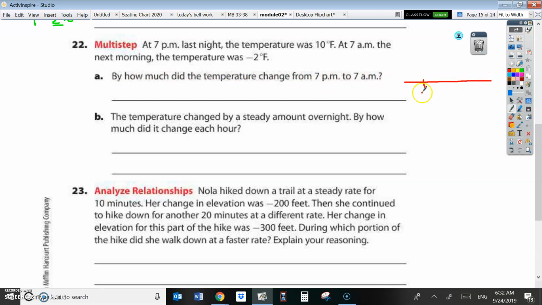Here's 0. Here's 10. And here's negative 2. How far is this? It's 10 minus negative 2. Subtracting a negative is like adding a positive. It's 12. So the temperature went down 12 degrees.